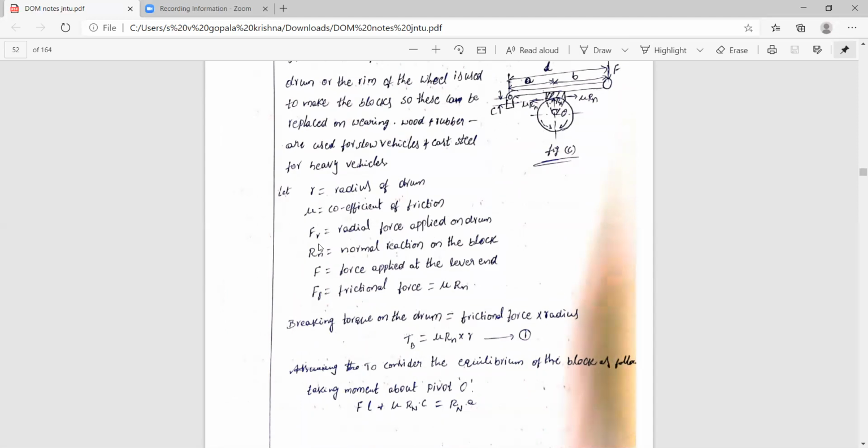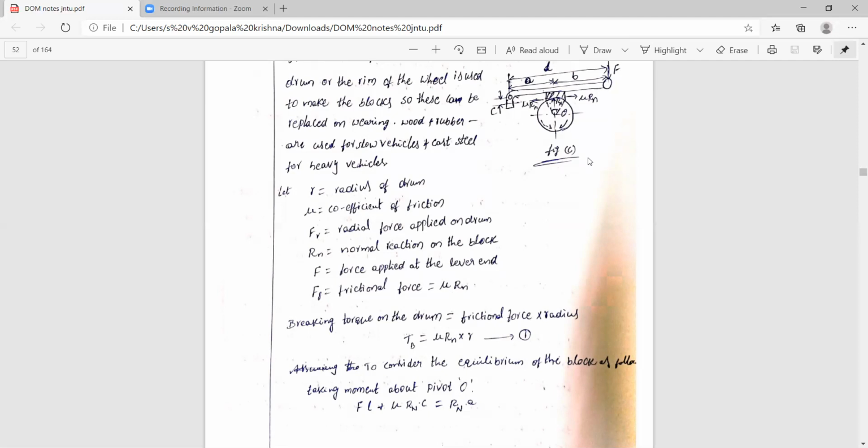Fr is the radial force applied on the drum, Rn is the normal reaction on the block, F is the force applied at the lever end, and Ff is the frictional force, which is also equivalent to mu Rn. Here, just observe figure C.